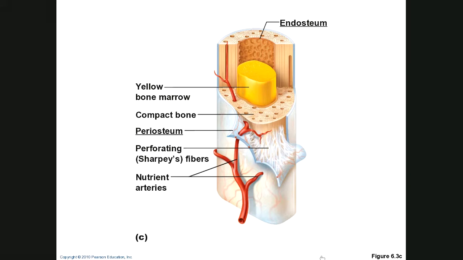Well, here we have a picture. This is the periosteum, ripped back here, with Sharpey's fibers and perforating nutrient arteries here. Yellow marrow, which is fat, and endosteum here. This is compact bone.